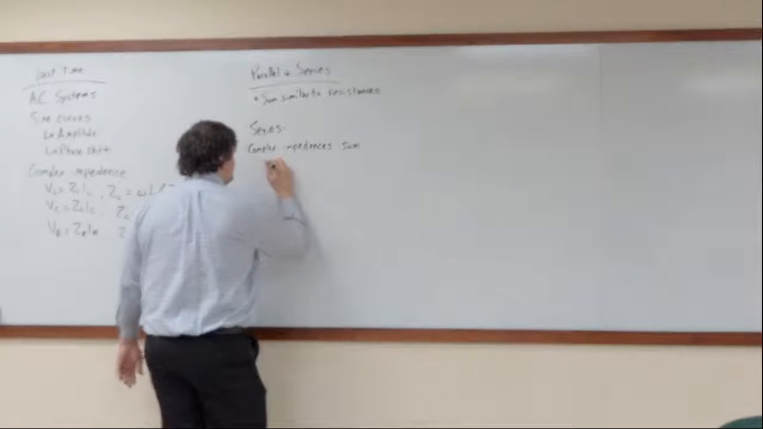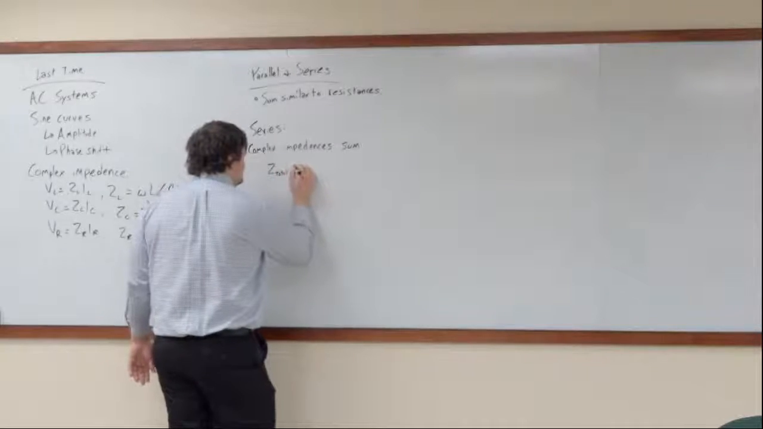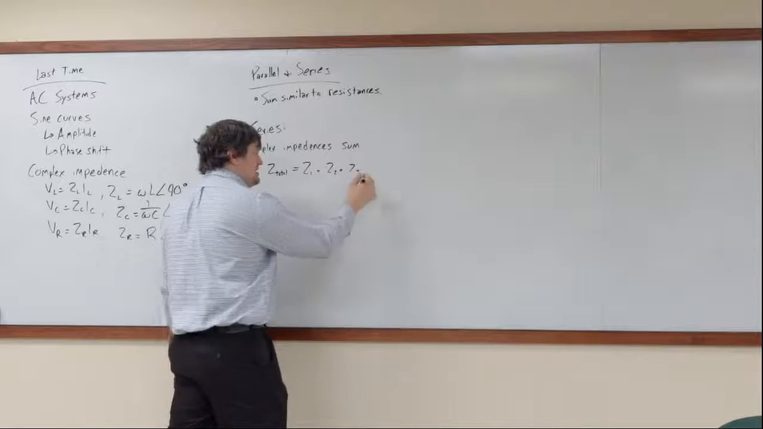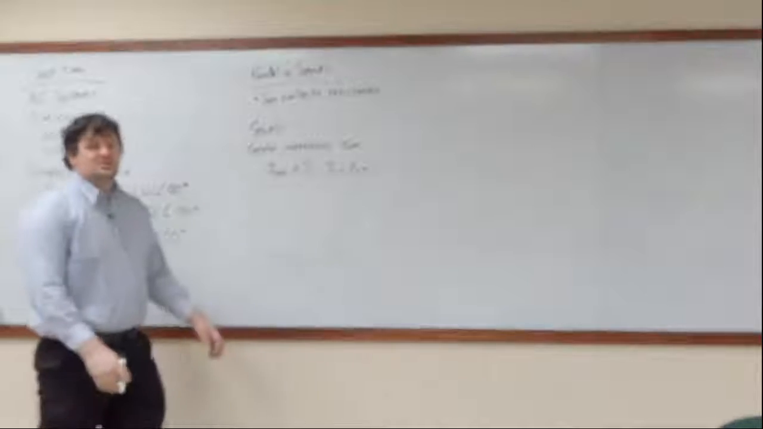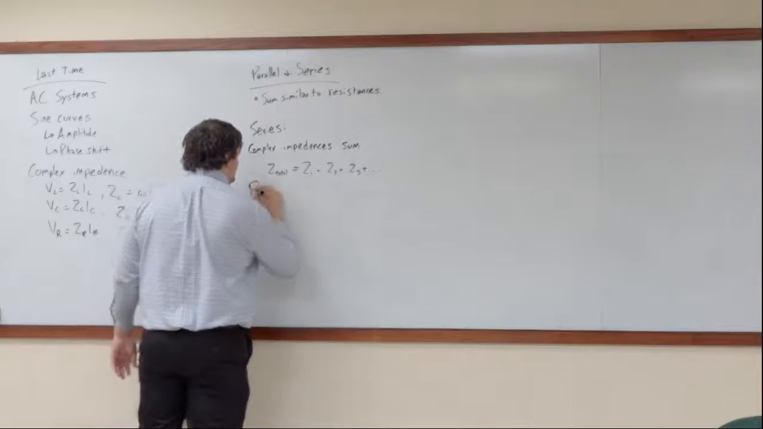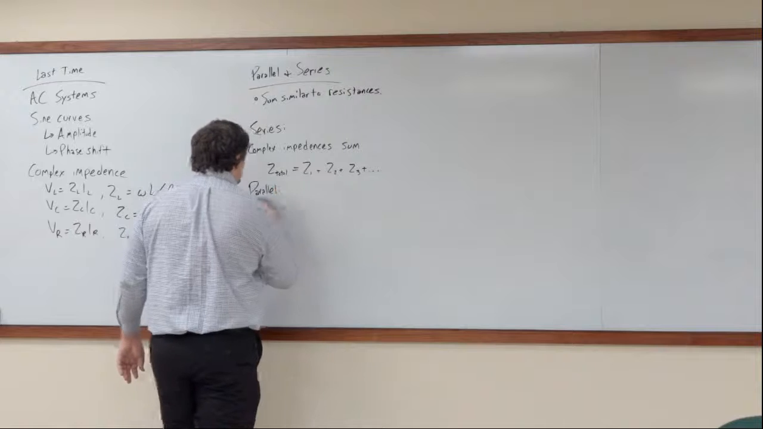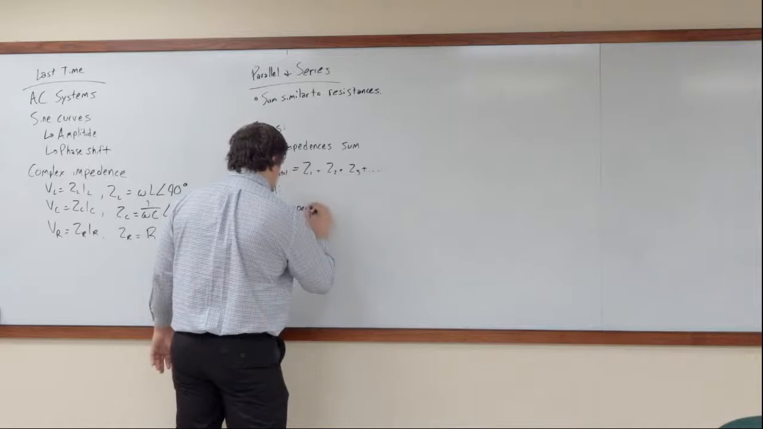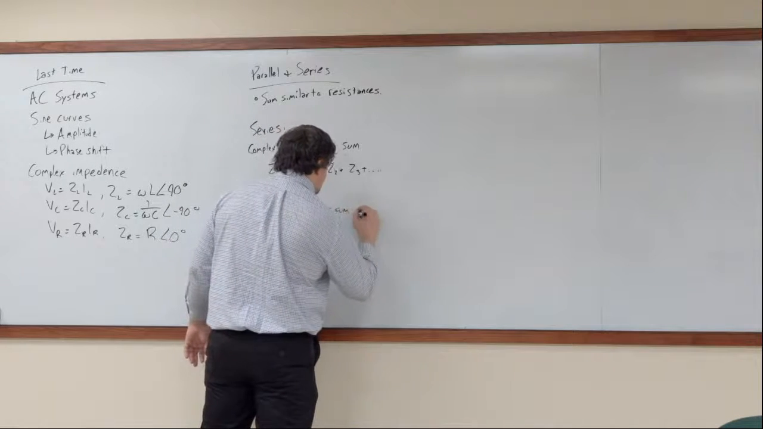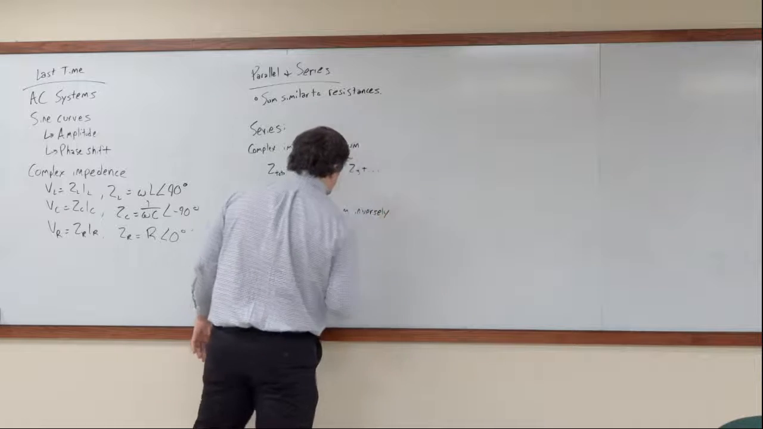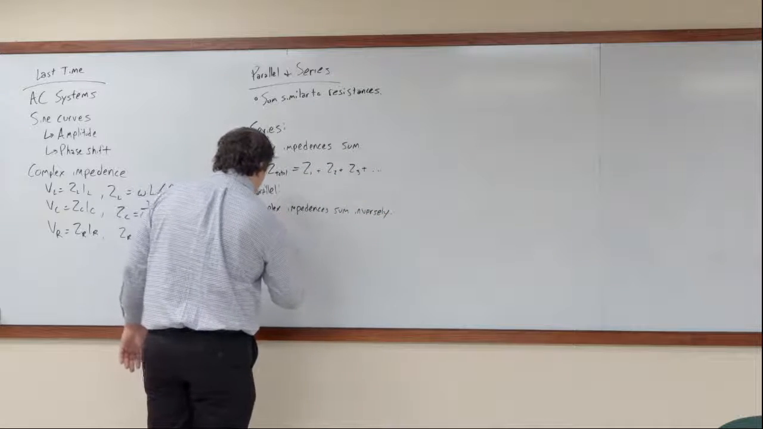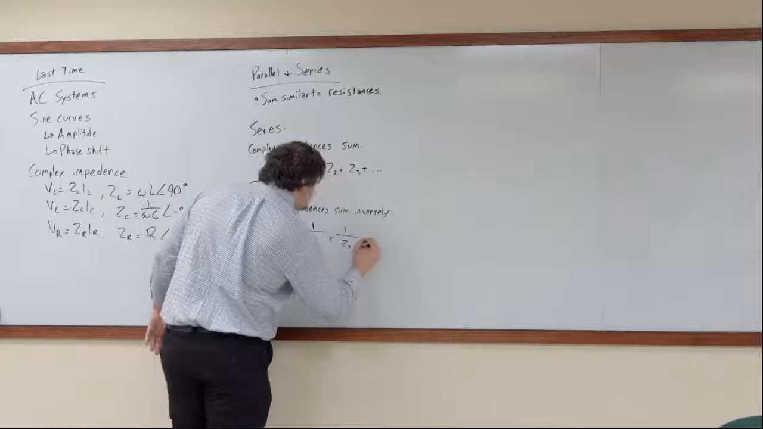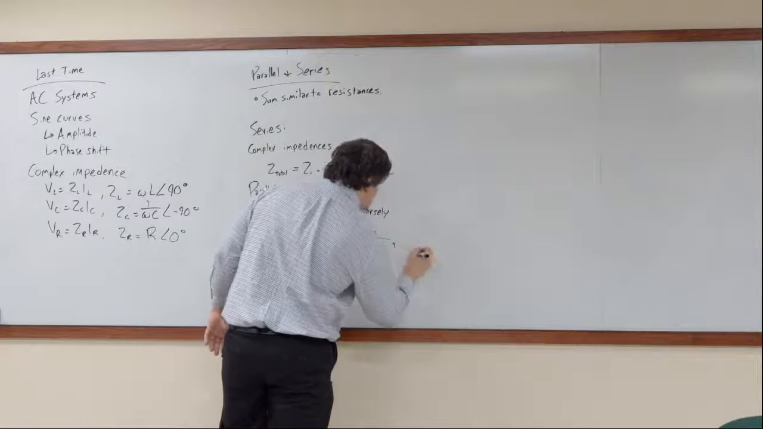Here, Z total is equal to Z1 plus Z2 plus Z3 plus however many components are going to be in series. In parallel, the complex impedances sum inversely. So once again, writing out this equation, 1 over Z total is equal to 1 over Z1 plus 1 over Z2 plus 1 over Z3 plus ... Okay?